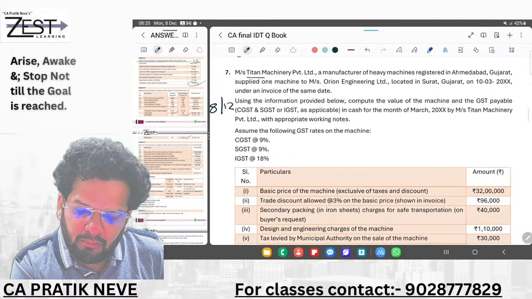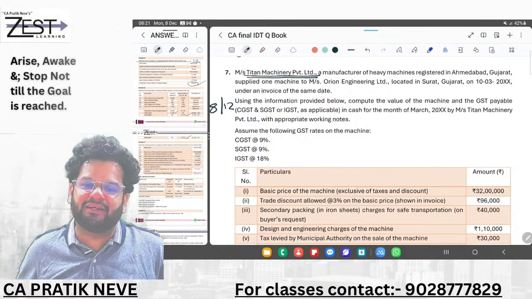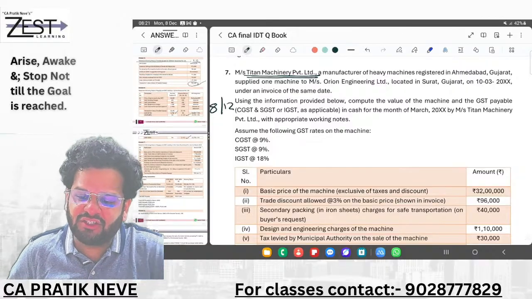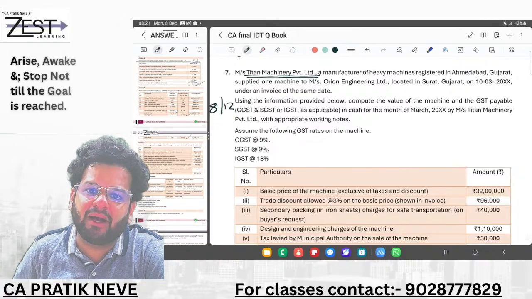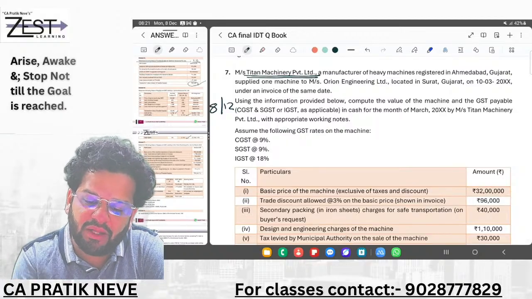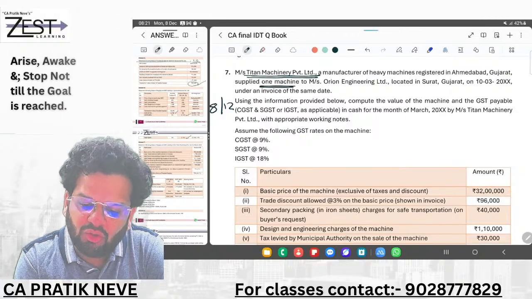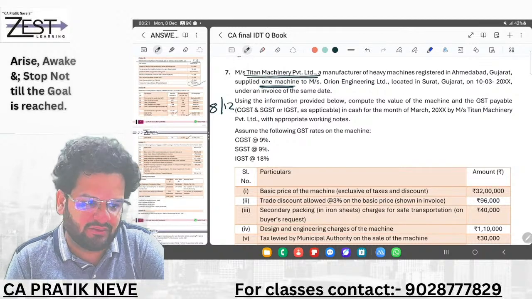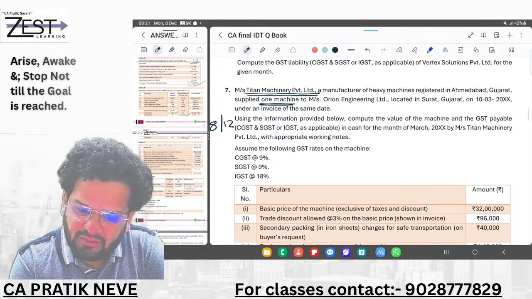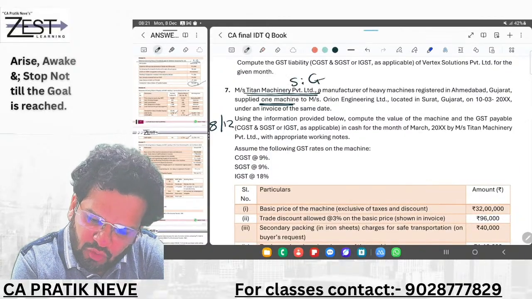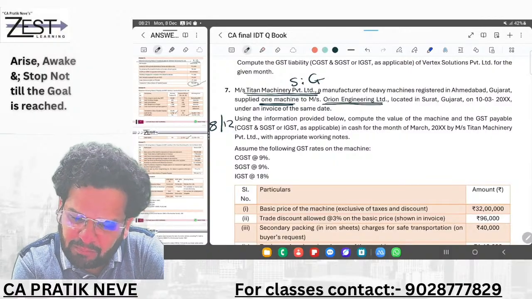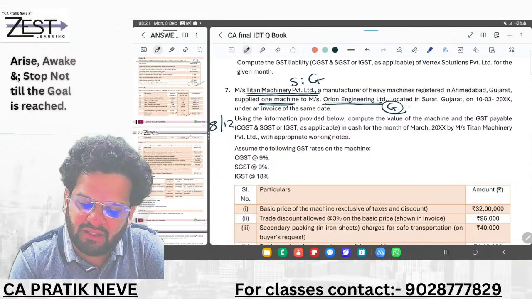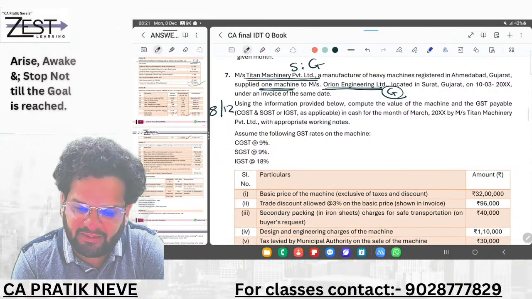Titan Machinery Private Limited, a manufacturer of heavy machines registered in Ahmedabad, Gujarat, supplied one machine to Orion Engineering Limited located in Gujarat. So basically, this supplier is of Gujarat. Recipient of supply is also of Gujarat. So it seems to be an intra-state supply.